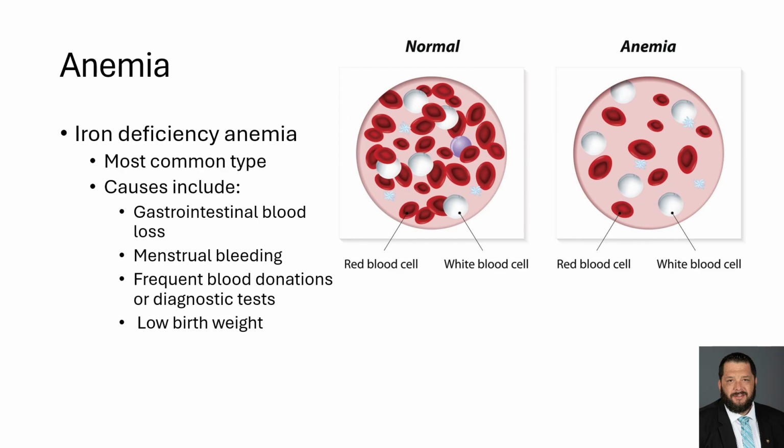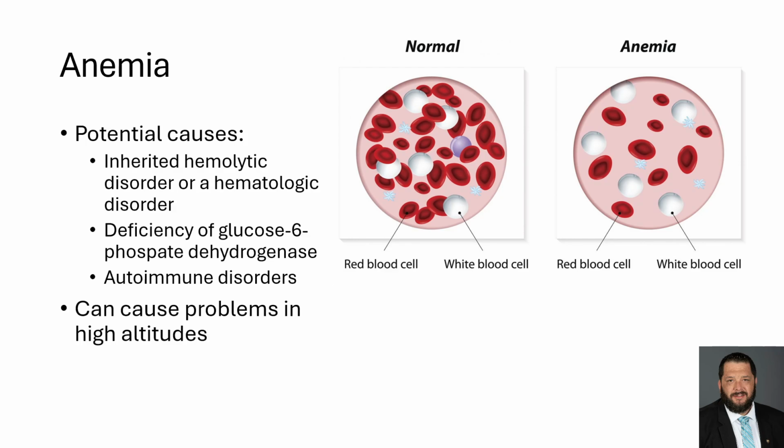Iron deficiency anemia is the most common type, and causes include gastrointestinal blood loss, menstrual bleeding, or frequent blood donations and diagnostic tests, as well as low birth weight. Potential causes for this, you can have things like inherited hemolytic disorders or hematologic disorders, as well as a deficiency in the G6 phosphate dehydrogenase system, and autoimmune disorders can also play a role.